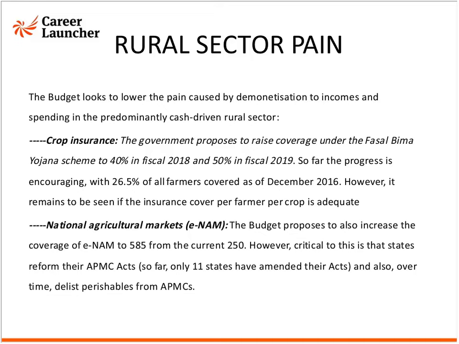Abhishek, 585, currently we have around 250 electronic national agricultural markets. We want to increase it to 585 in number. So you have 250 such markets, you want to increase it to 585.